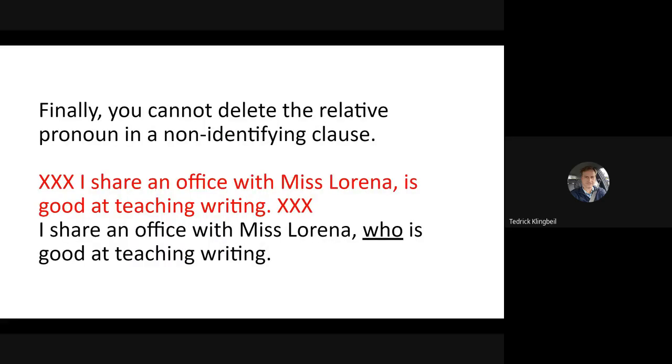So finally, you cannot delete the relative pronoun in a non-identifying clause. So do not do it this way. You cannot say, I share an office with Miss Lorna is good at teaching writing. It doesn't make sense. So you need to say, I share an office with Miss Lorna, who is good at teaching writing. And that is the end.